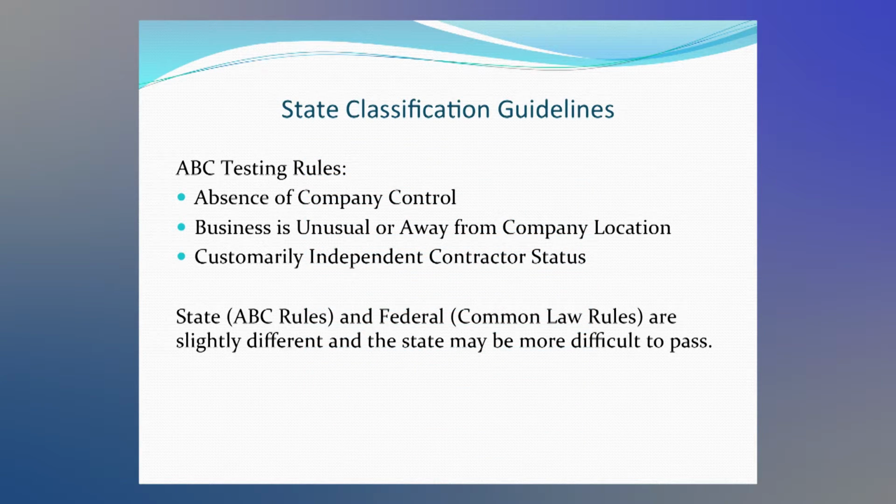the IRS website. Now, there are some other ways to classify workers. The states can have their own testing rules, and typically they're known as the ABC rules. Pretty much absence of company control is a broad category, and the business is unusual or away from the company location, and whether or not a worker has been customarily classified as an independent contractor, i.e. working for other places, other firms. So the state ABC rules and the federal common law rules are slightly different, and the state may be more difficult to pass. Depends on who's auditing you.